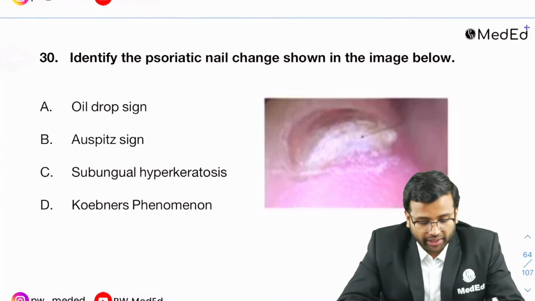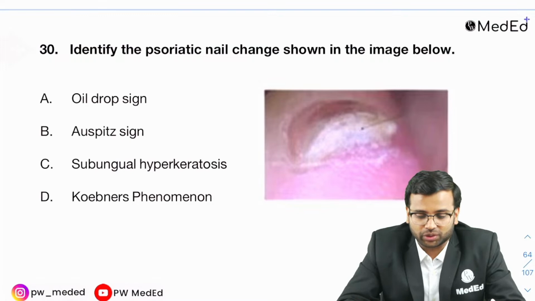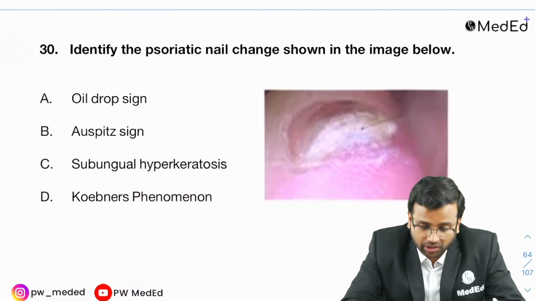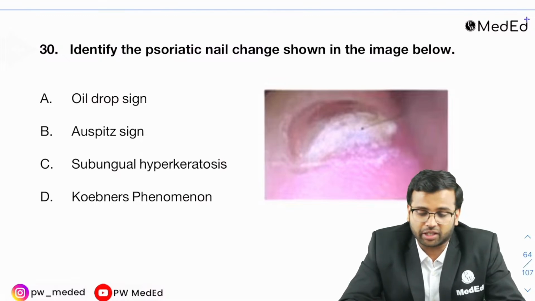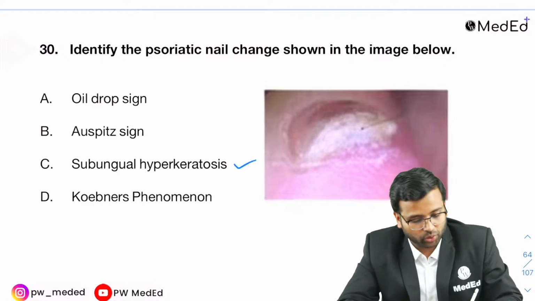Identify the psoriatic nail change. I think it is the same thing which we have discussed just now. Yes, Satyajit, you're answering everything right. Lion-like face and depressed nasal bridge, all correct. Very good. Now this is again the same thing, subungual hyperkeratosis.